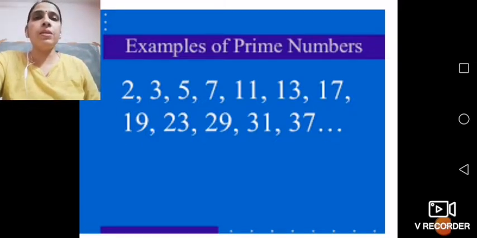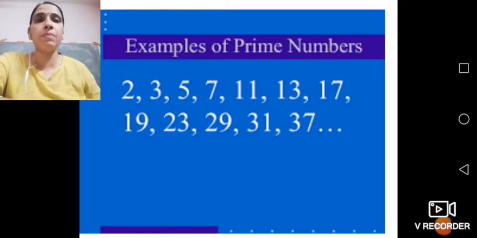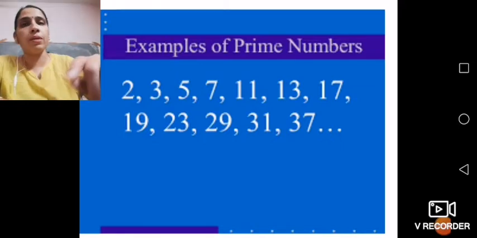Now children, tell me which is the only even prime number. That I have told you yesterday. Which is the only even prime number? Yes, that's correct. The only even prime number is 2. And the rest of the prime numbers are odd numbers.